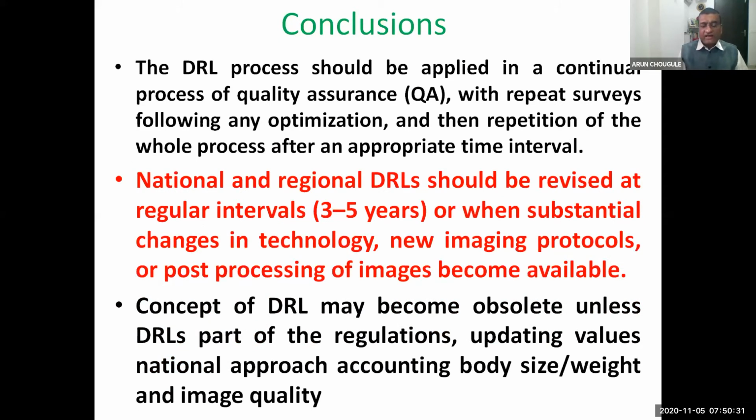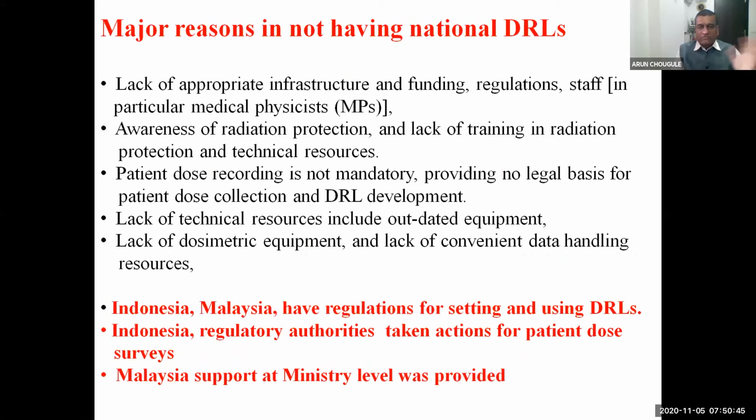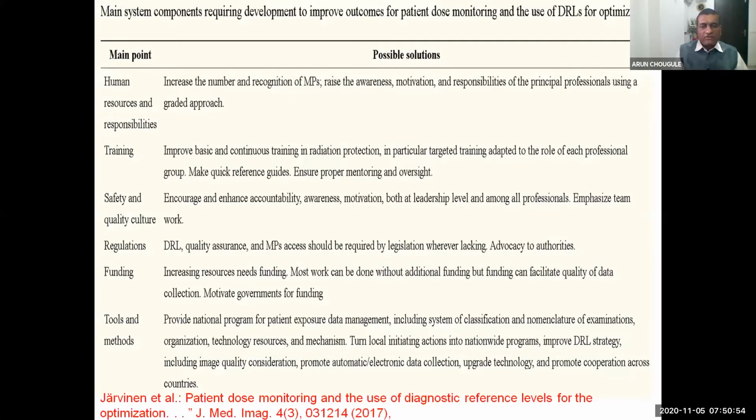National and regional DRL should be revised every 3 to 5 years or whenever the technology changes. It is required that both researchers and government agencies come forward to work for setting up the DRL. There are many reasons for not having a national DRL: lack of appropriate infrastructure, insufficient medical physicists, so many things. I will not go into the details of this.